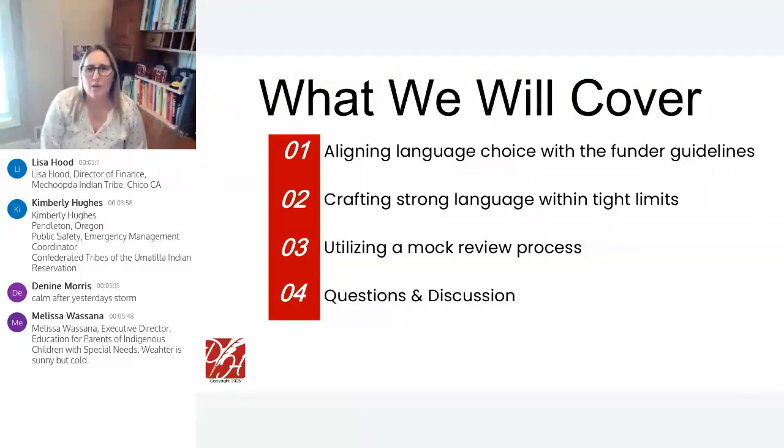And then we will move into talking about our mock review process, because that helps to bring fresh eyes to the idea of what language choice we are using and how it will best be received, how it will be understood by our grant maker. So those are the three main areas of focus today.